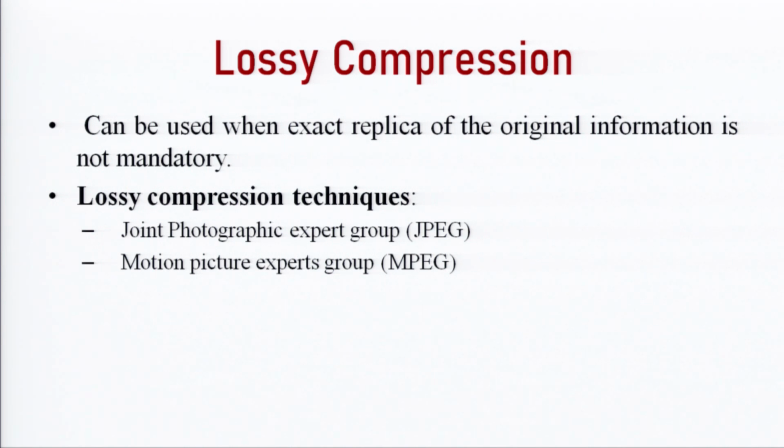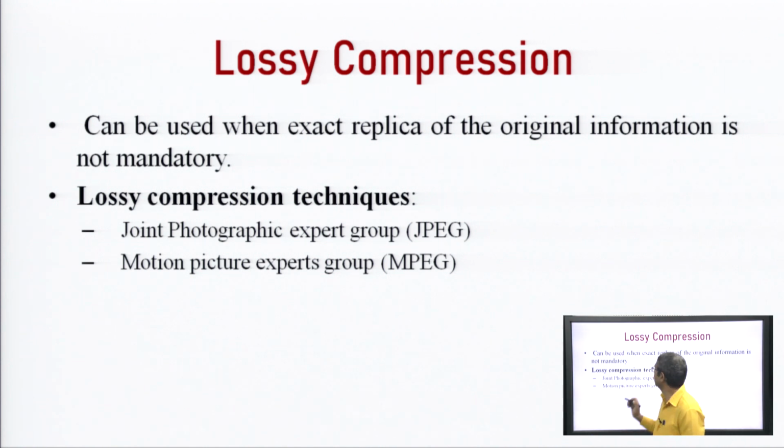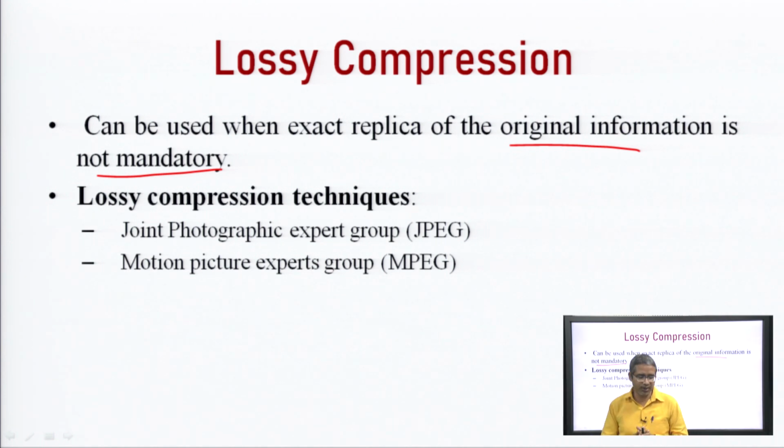Another is lossy compression. Lossy compression can be used when an exact replica of the original information is not mandatory. For example, you have studied mathematical transformations such as the Fourier transform, in which there are several coefficients, and if there is no sharp boundary in the image, then the first few coefficients capture the sketch of the image.